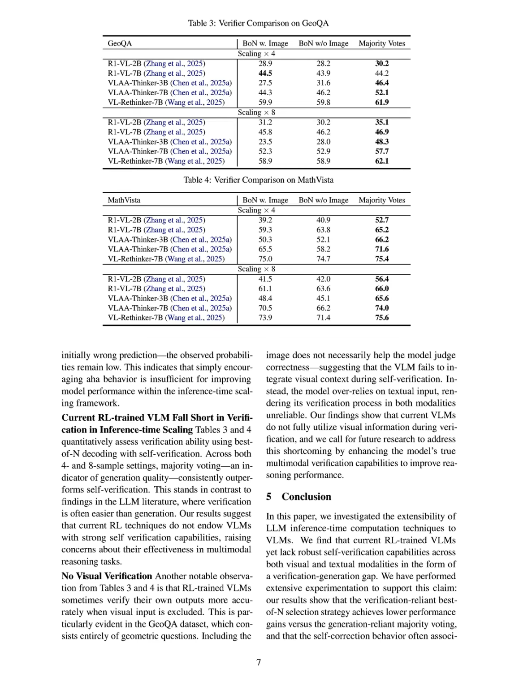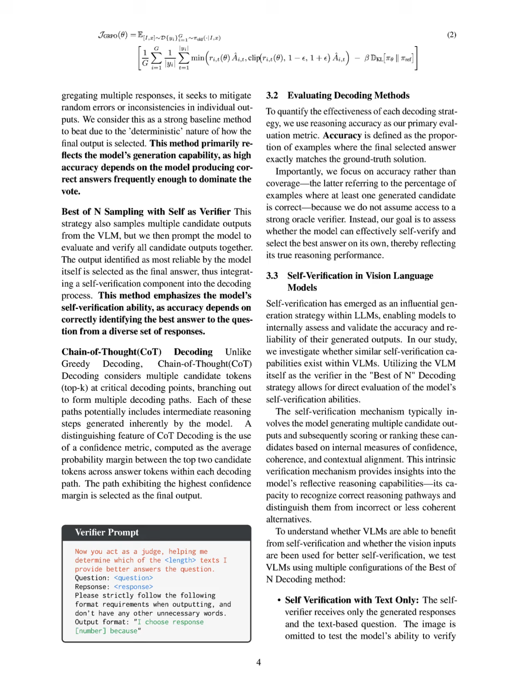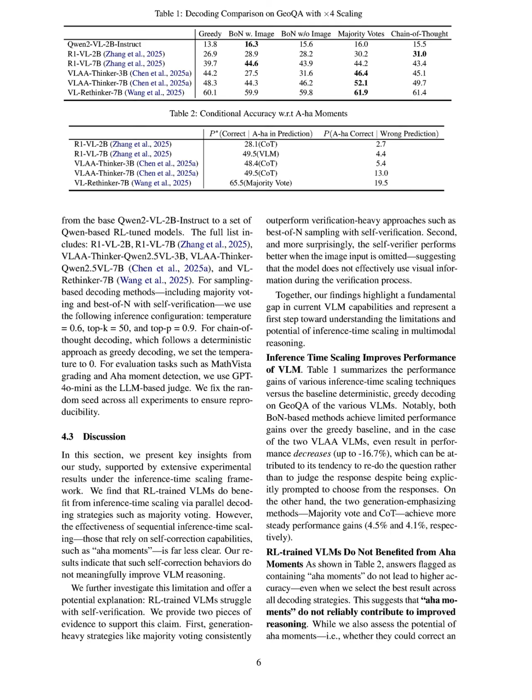Our study revealed that inference-time decoding strategies, particularly majority voting, significantly enhance reasoning performance in RL-tuned vision language models, VLMs, achieving consistent performance gains of 4.5% and 4.1% over the baseline greedy decoding. In contrast, self-verification methods, such as best-of-n sampling, underperformed, highlighting a generation verification gap where generation-heavy strategies outperformed verification-heavy ones. Notably, the emergence of aha moments in VLMs did not translate into improved reasoning accuracy, as evidenced by the lack of correlation between these moments and correct answers.